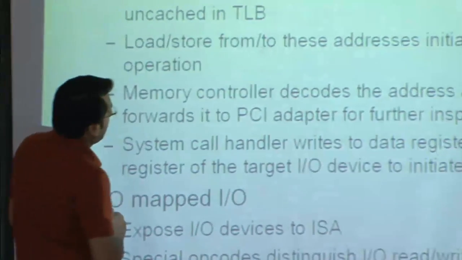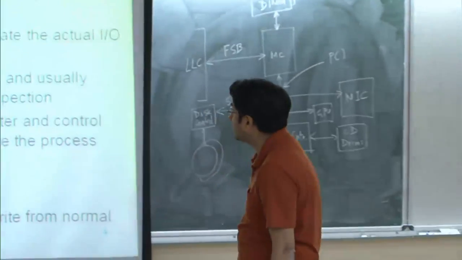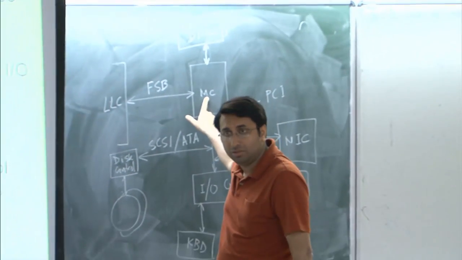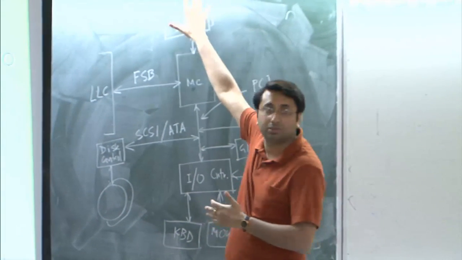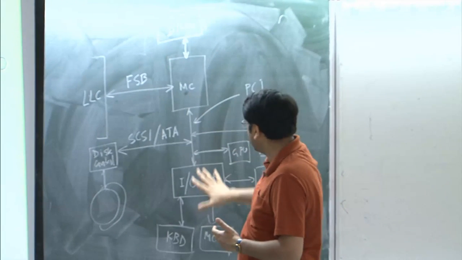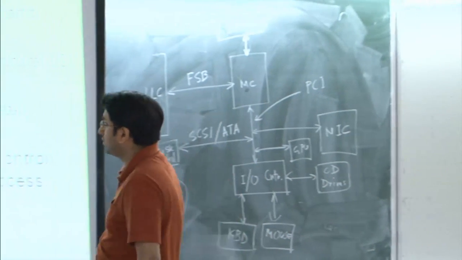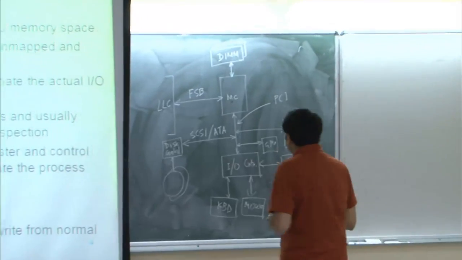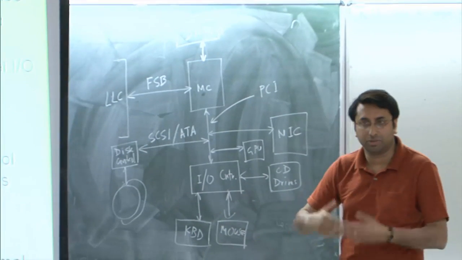So loads and stores to these addresses initiate the actual IO operation. The path is exactly the same. It will start from the processor pipeline, these load store instructions. But since these are uncached, they will bypass the caches and go directly onto the bus. The memory controller will collect these requests, look at the address and decode it, and find that they do not belong to the memory space. It will hand over the address to the IO controller to figure out what to do next. The memory controller decodes the address and usually forwards it to a PCI adapter for further inspection. On further inspection, we'll find out which device it actually addresses, whether it's your GPU, or your mouse or keyboard or whatever it is.